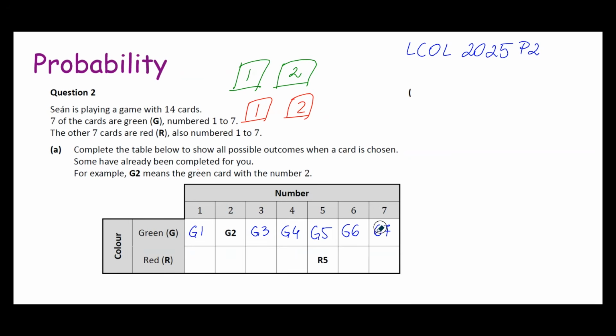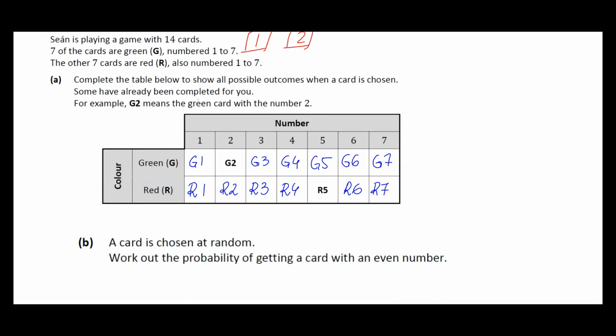That should be G. And then at the bottom, we have the same idea, but with the red, so a different letter. So that was a pretty nice, easy mark to get in your exam. Now let's have a look at the next part.